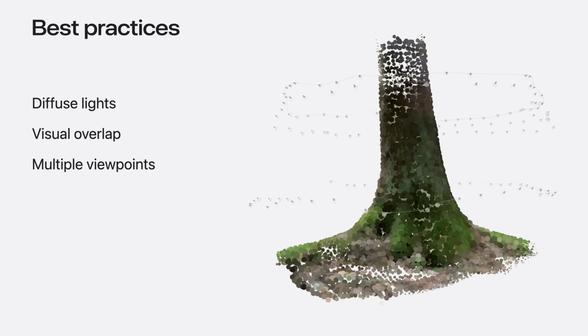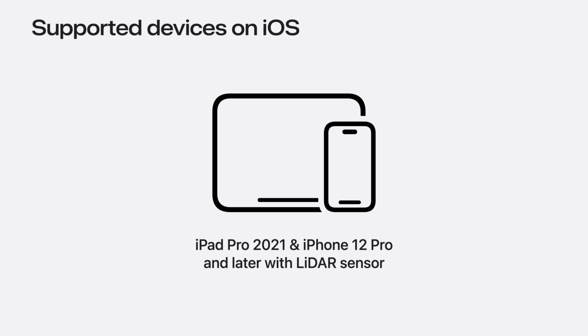Areas larger than 6 feet may have reduced mesh and texture quality unless processed at higher detail level on Mac. Object Capture is available on iPad Pro 2021, iPhone 12 Pro, and the later models. Now let's look at how to get Area Mode in your app.